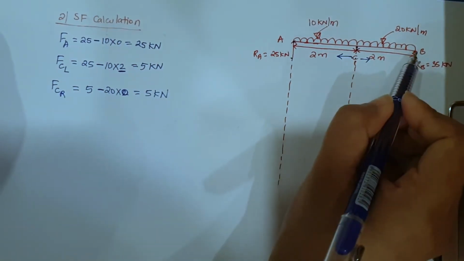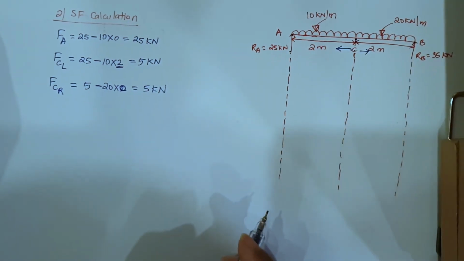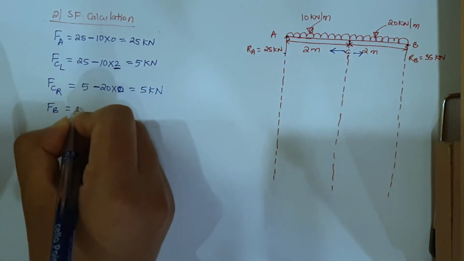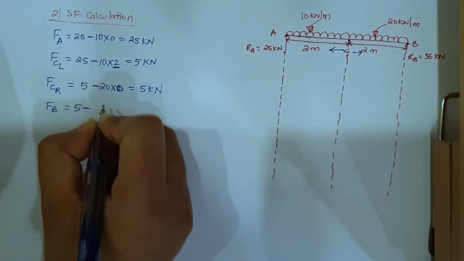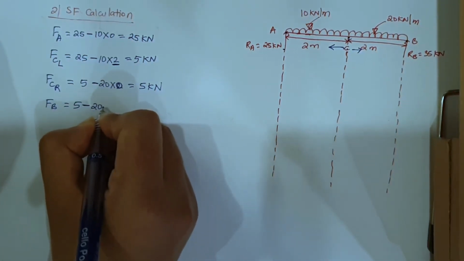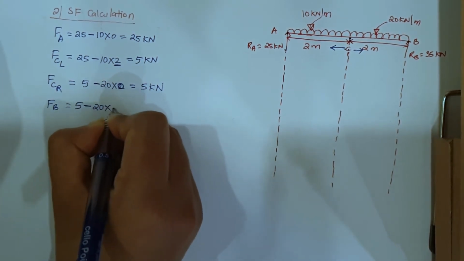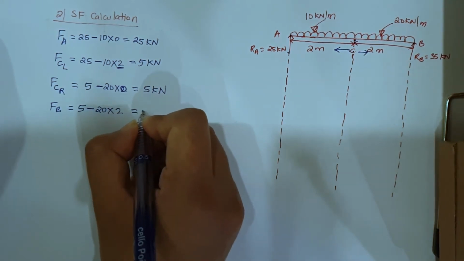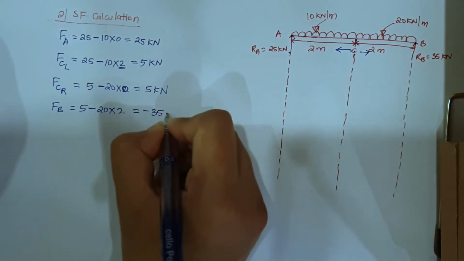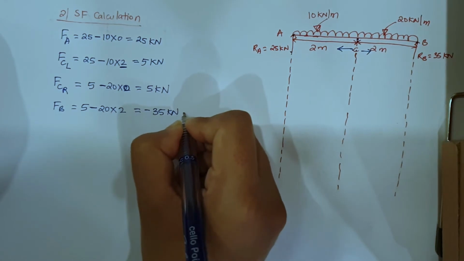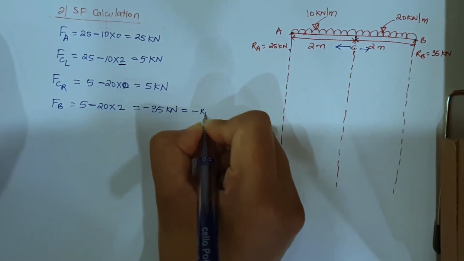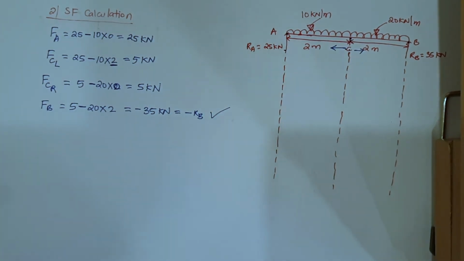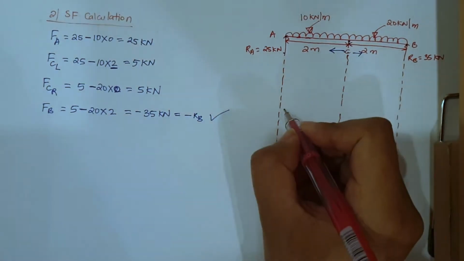Now force at B, the last point. So force at B will be equal to, last we got 5 minus we have 20 kilonewton per meter UDL into its distance, which will be 2 now. So this will be coming equal to minus 35 kilonewton, which is equal to minus RB. So again our calculation is right till here. So let us draw the shear force diagram.